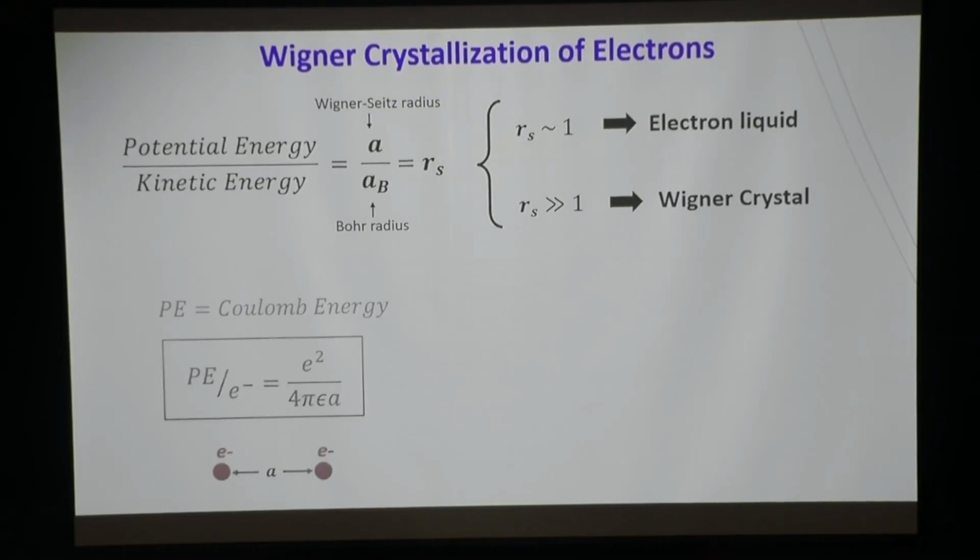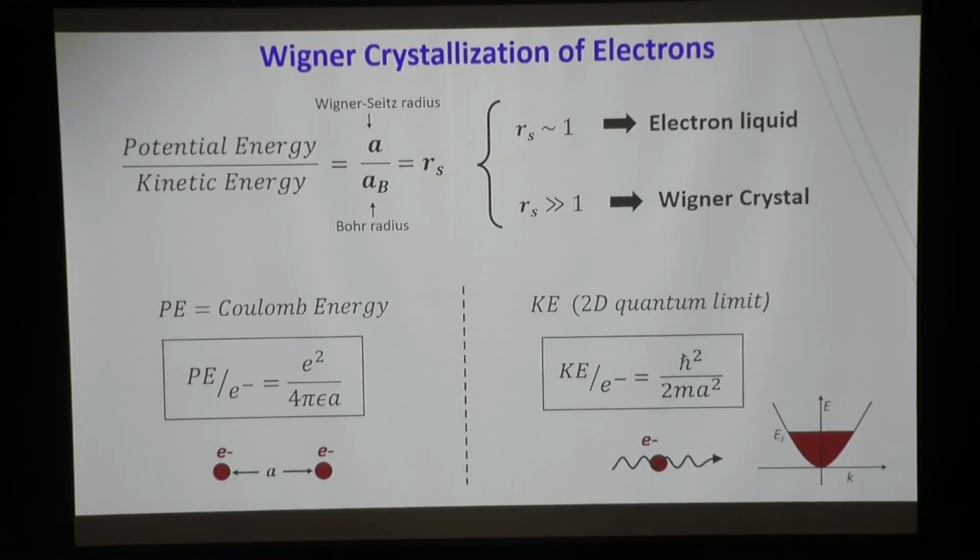So let's do that. Potential energy per electron is pretty easy to understand. It's just the familiar Coulomb repulsion formula that we all know and love. The kinetic energy is a little harder. In the two-dimensional quantum limit, which is a limit that I'm going to be talking about today, the kinetic energy per electron can be written in this form. And basically what you do is you just add up all the quantum kinetic energy from the bottom of the band up to the Fermi energy, and that's how you get this expression.